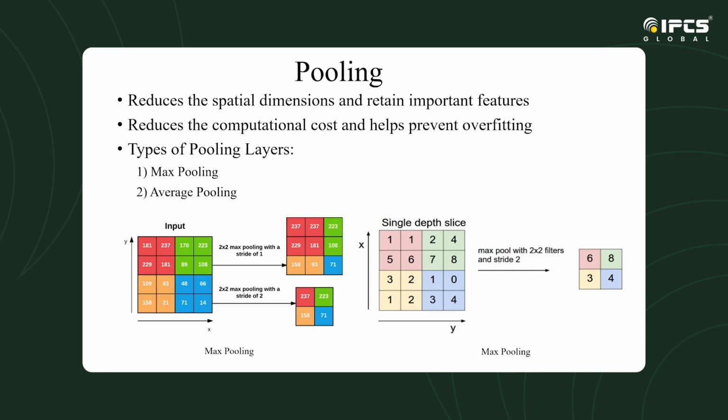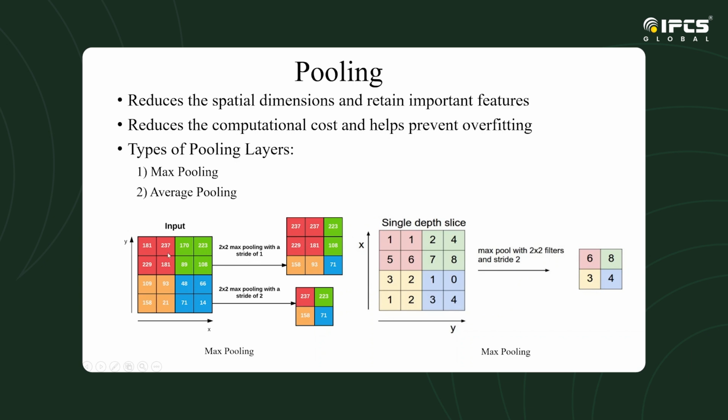So the next layer is our pooling layer. The pooling layer reduces the spatial dimension and retains the important features. It helps reduce the computational cost and helps prevent overfitting. There are 2 types of pooling layer, max pooling and average pooling. In this image, a 2x2 filter is considered with stride 1. Stride here means step size.